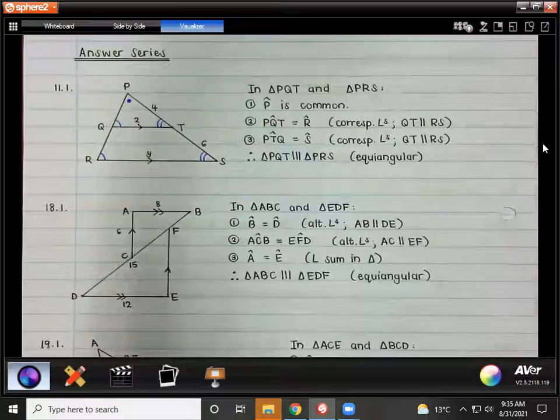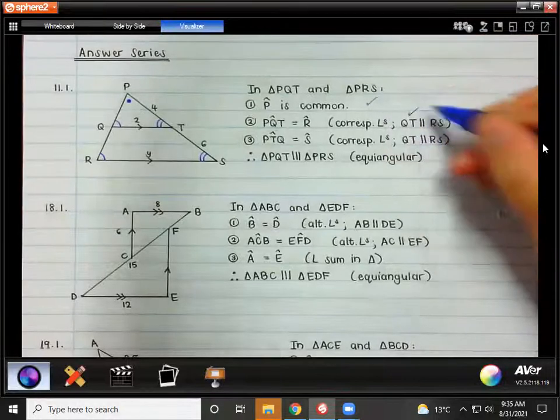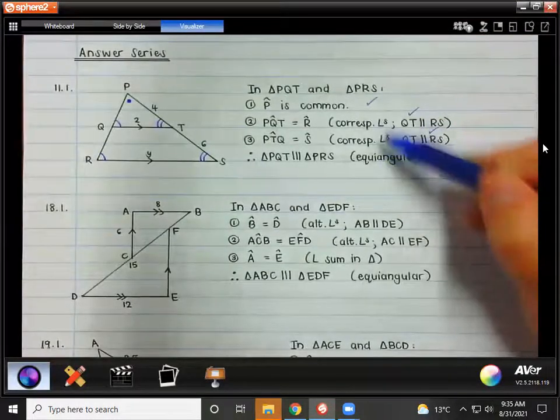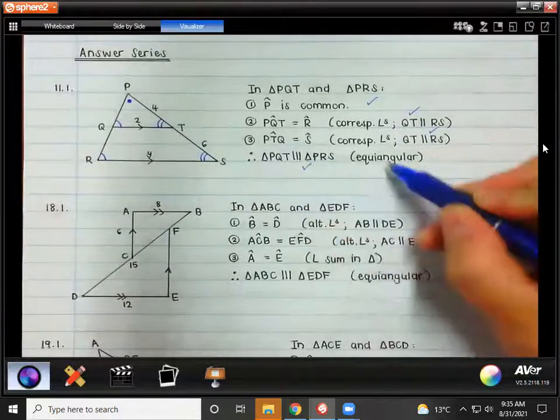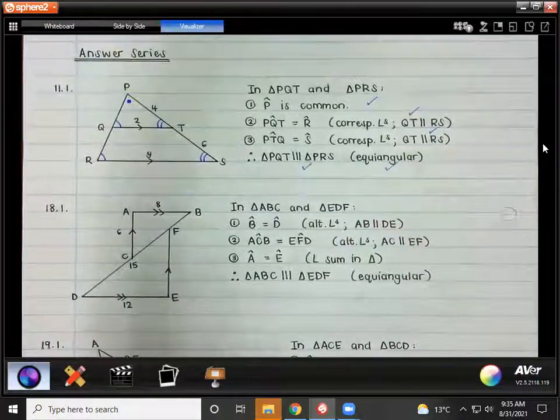So it's 1 mark for each thing. So 1, 2, 3. Sometimes they give an extra mark for the reason here. It depends on who's setting it really. And then a mark for that statement and a mark for the reason.